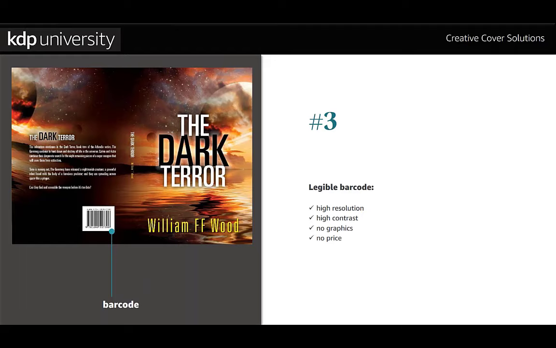Number three, barcodes must be legible as well. If you're including a barcode, it must be legible. That barcode is a tool that is used in the production facility, and each book is scanned to make sure your reader is receiving the book they ordered. If the barcode is low resolution, or if there is not enough contrast between the background and the barcode, or if there are other graphic elements in the barcode, this will impact the functionality of the barcode.